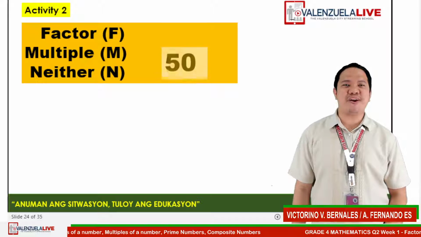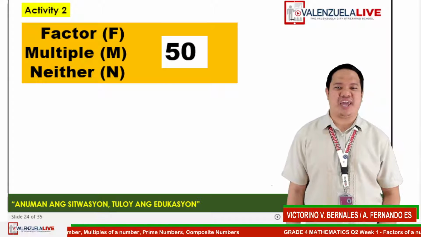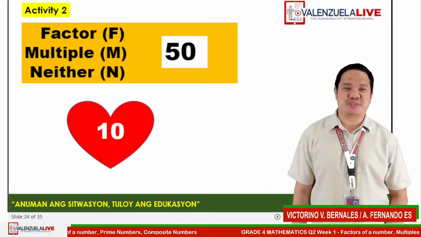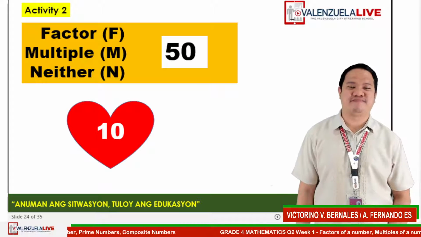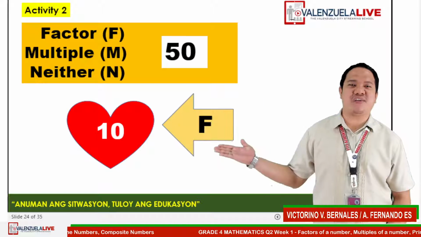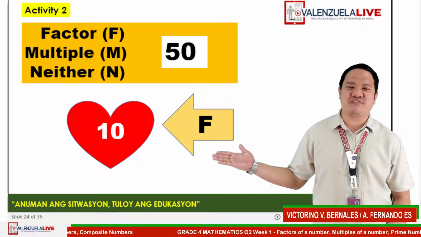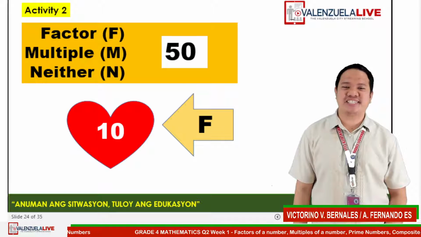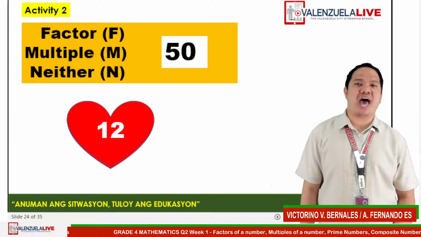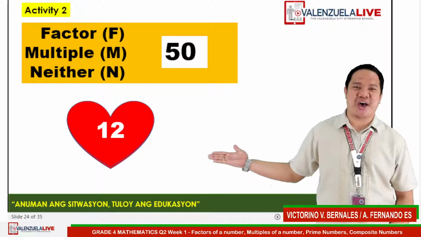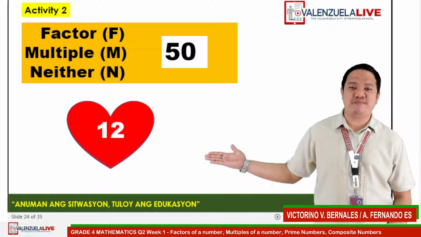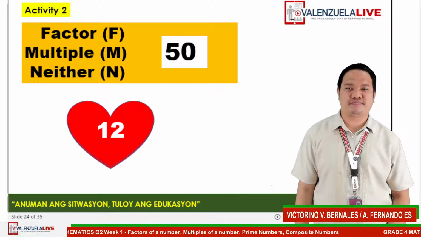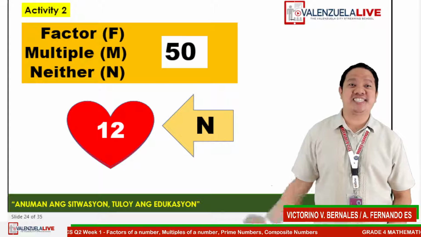So our number is 50. Is 10 a factor, a multiple, or neither? Okay, the correct answer is F, because 10 is a factor of 50. Next, we have number 12. Is 12 a factor, a multiple, or neither? The answer is N.